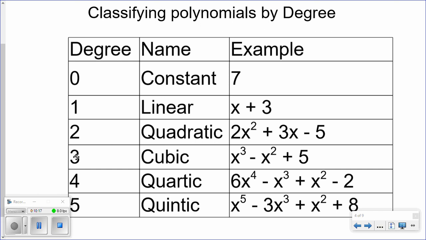Okay? But if it has a degree of 3, it's cubic, because 3 is the highest degree. Degree of 4 is quartic, like a quarter. Its highest degree is 4. And quintic has a degree of 5. Its highest degree is 5. Okay? So again, these are not new vocab words for you, for algebra.